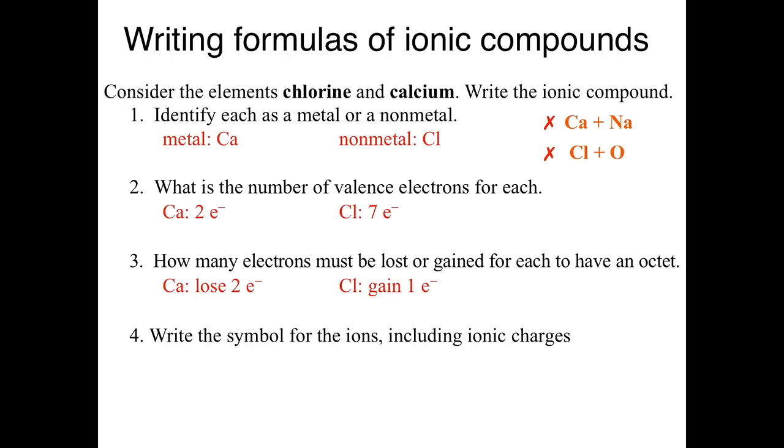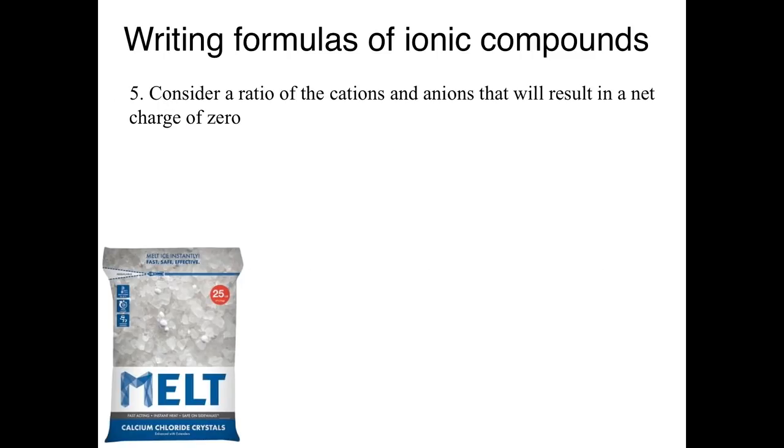So from this last information, can you write the symbol for the ions? If calcium loses 2 electrons, it's going to be calcium 2+. If chlorine gains 1 electron, it's going to be chlorine minus. And the last step is to consider the ratio of the 2 ions that will result in a net charge of 0.